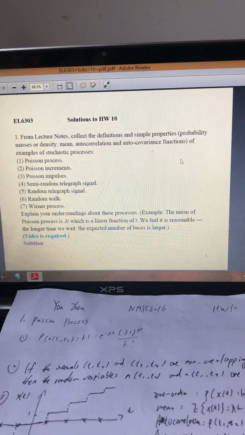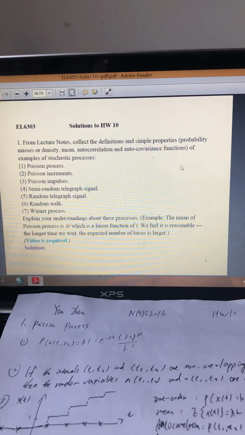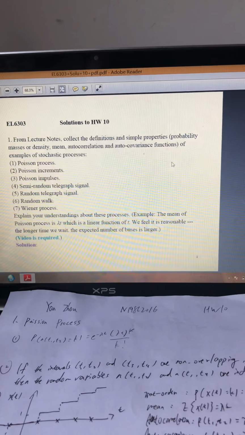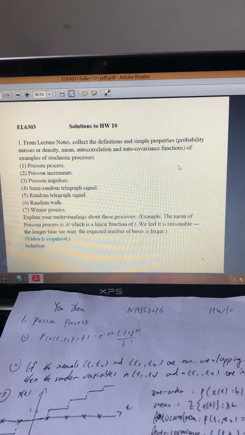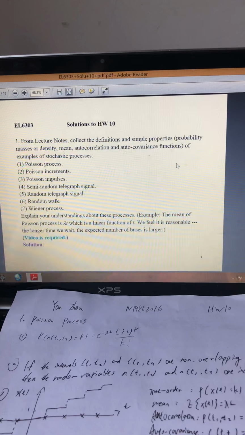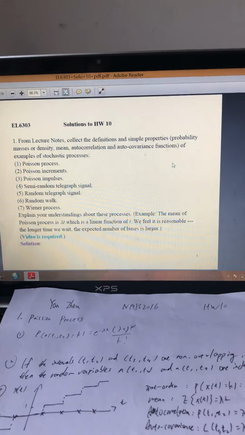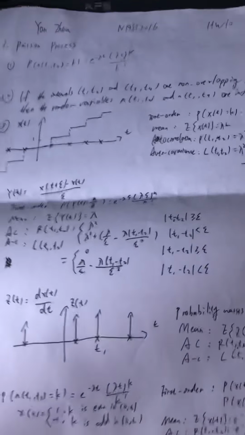For example, the mean of the Poisson process is lambda t, which is a linear function of t. It is reasonable: the longer we wait, the larger the expected number of buses. And I'll start to do it.